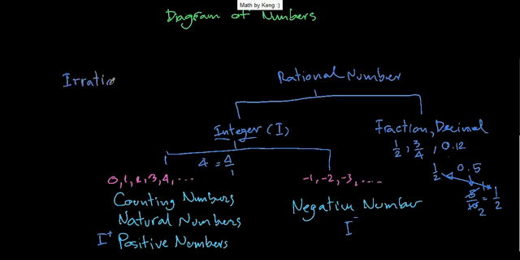Irrational numbers. So this can be written in fraction form, and this cannot be written in fraction form. Examples of this kind of number are the square root of 2, square root of 3, square root of 5, or pi. Sometimes we see pi equal to 22 over 7, but it is not equal.